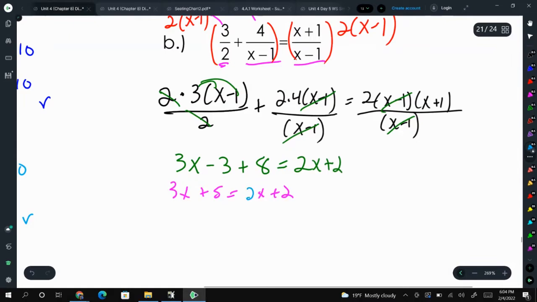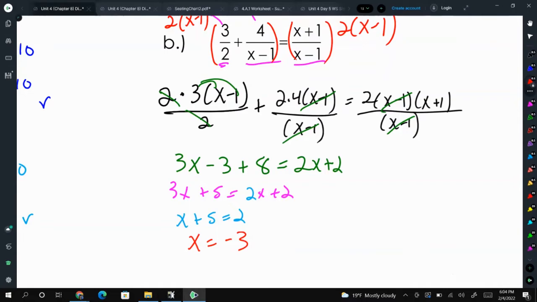Subtract 2x from both sides. We get x plus 5 equals 2. Subtract 5 from both sides, we get x equals negative 3. So now we're going to have to go up here and plug that in.